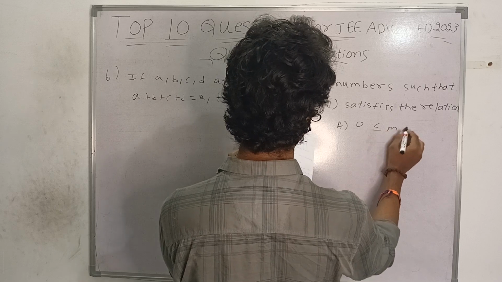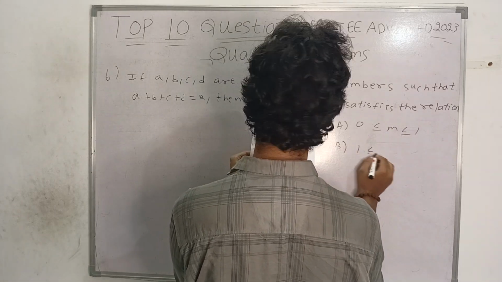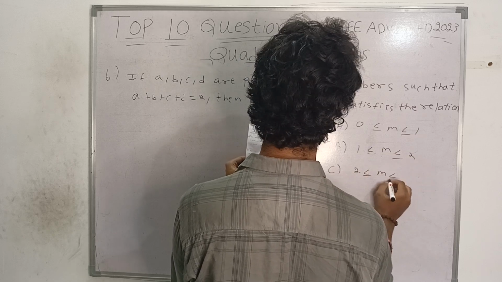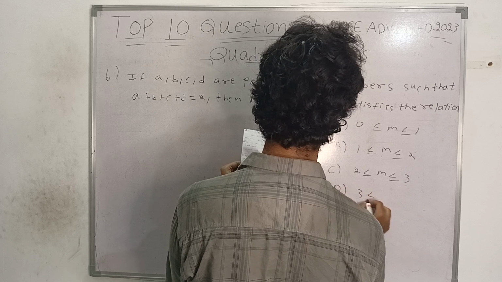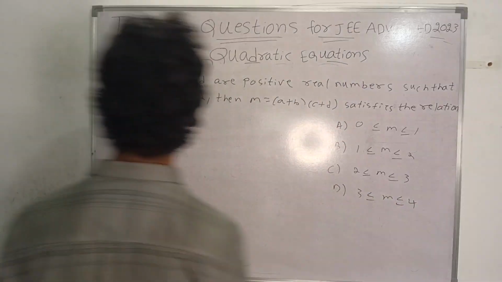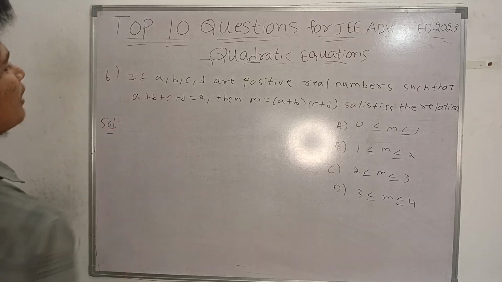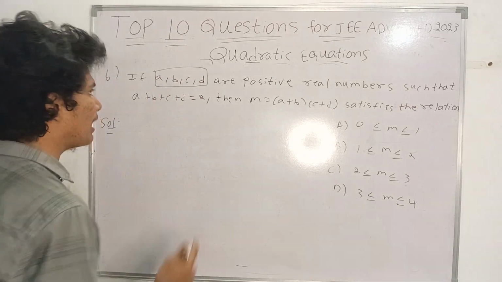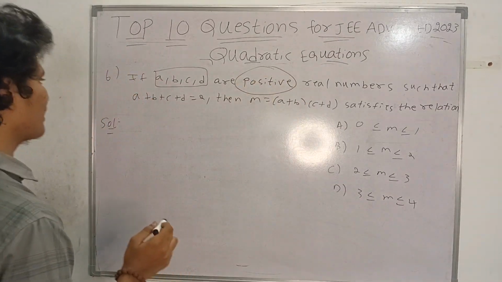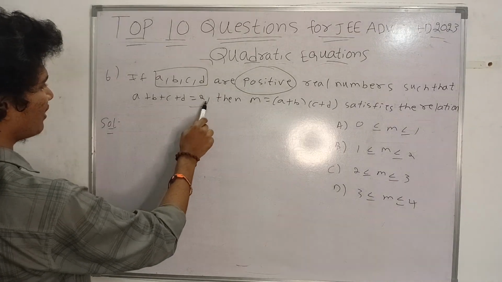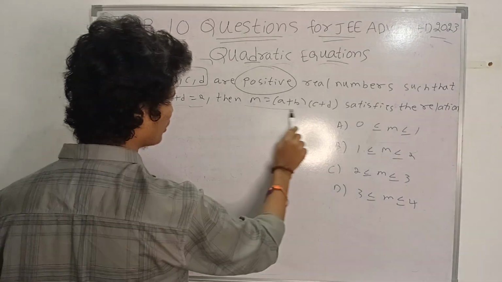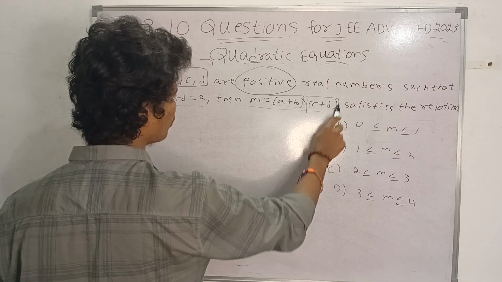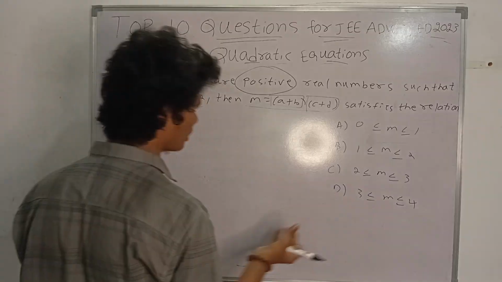They are saying M is lying between 0 to 1, and another option, M is lying between 1 and 2, and option C, 2 and 3, option D, 3 and 4. This is the thing you have to understand. They are saying completely that A, B, C, D are the 4 real numbers, and those real numbers are positive real numbers, such that they given A plus B plus C plus D equal to 2. They are asking then M equal to A plus B into C plus D. They considered these two terms as single entity. They are asking satisfies the relation.